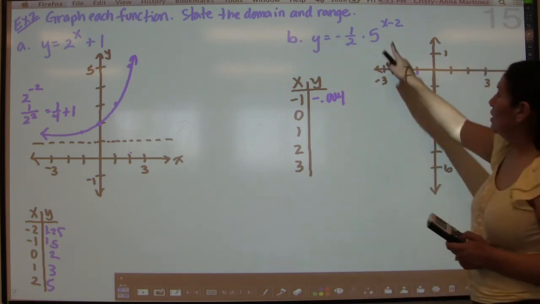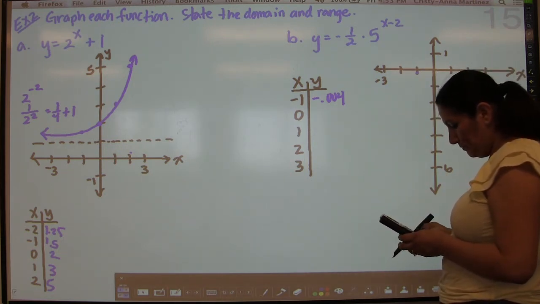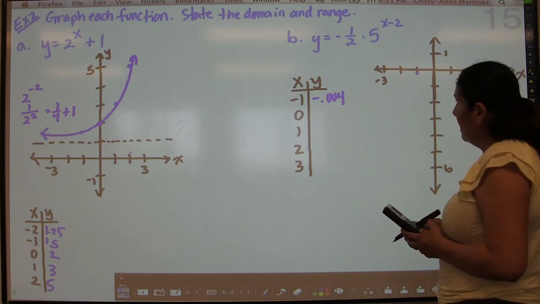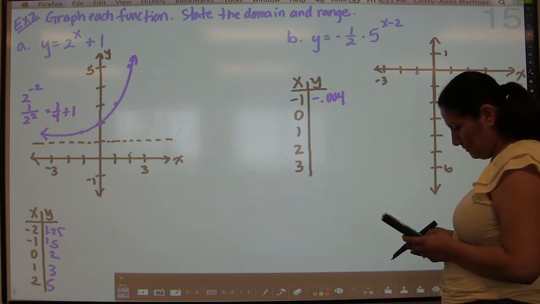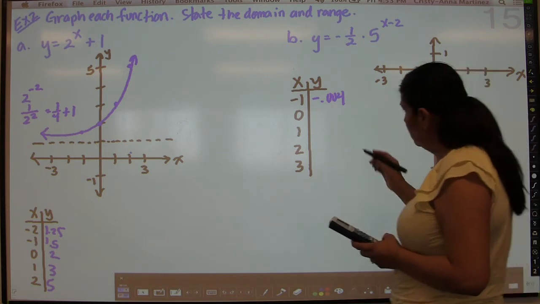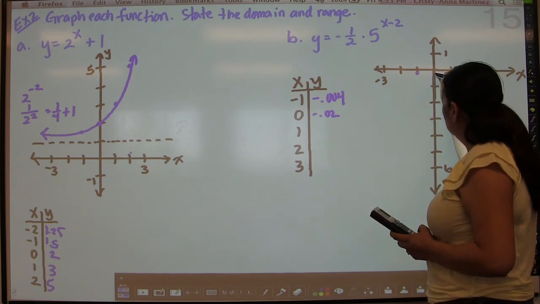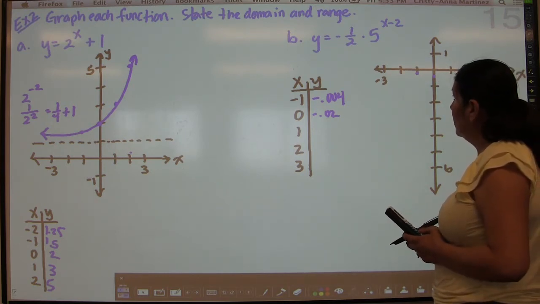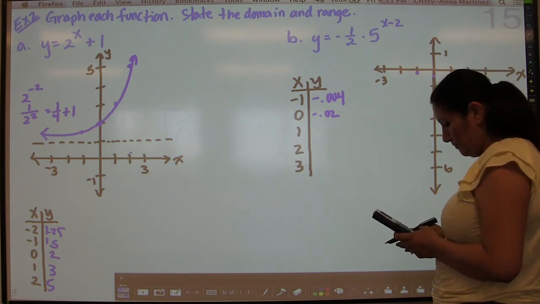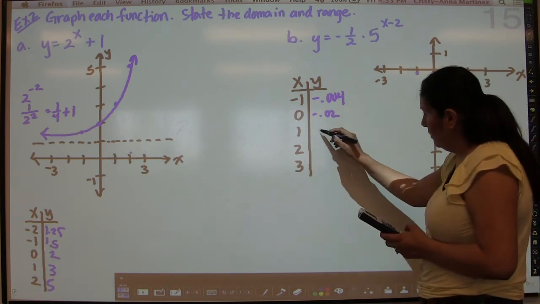And then I'm going to use 0, so I'm going to go 0 minus 2 is -2. So I'm going to go 5 to the -2 power, which is 0.04, times that by -0.5. And I get -0.02. So just a little bit further than that guy. And then 1, we get 5 to the 1 minus 2, it's 5 to the -1 power. And then times -0.5, we're going to get -0.1.